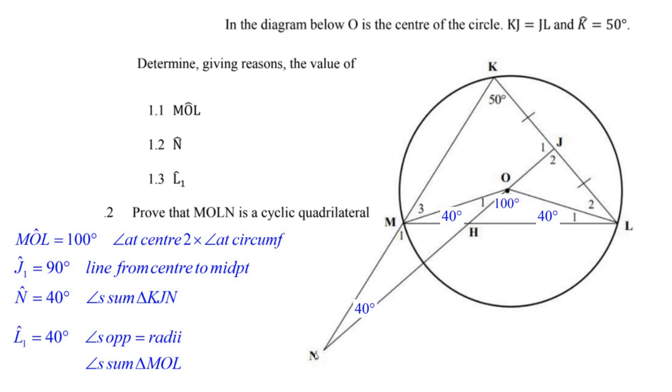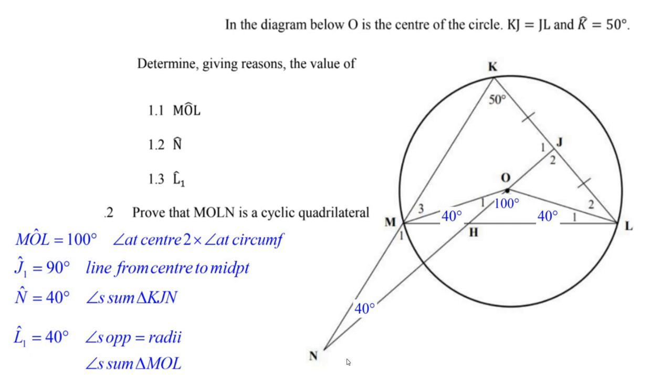Now it says, prove that MOLN is a cyclic quad, that we could put a circle around all of them. We could put another big circle around all of them. And we know there's 3 different ways to prove a cyclic quadrilateral. And one is opposite angles add up to 180 degrees. Another would be that the exterior angle of the quad is equal to the opposite interior.